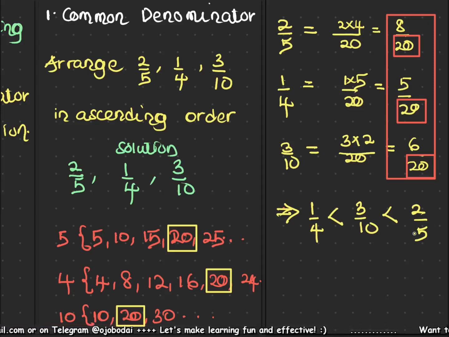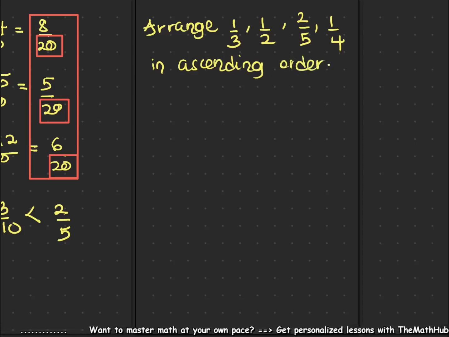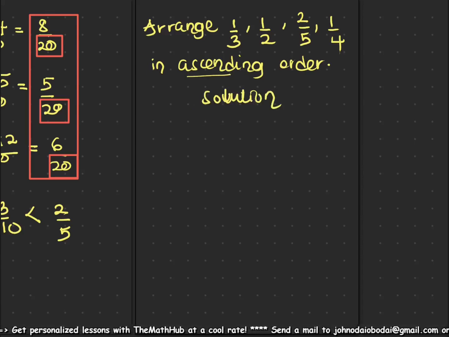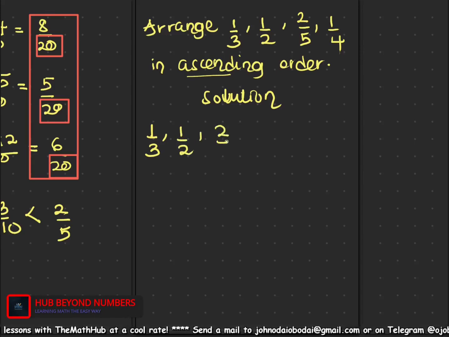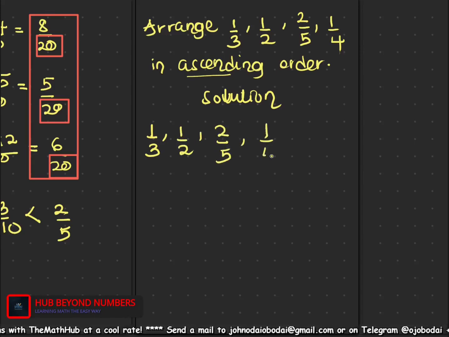So let's take another example. For this second question, we are to arrange 1 over 3, 1 over 2, 2 over 5, and then 1 over 4 in ascending order. So take note of the order in which you are to arrange them. Once again, we take out our fractions. What are our fractions? We have 1 over 3, 1 over 2, 2 over 5, and then 1 over 4.